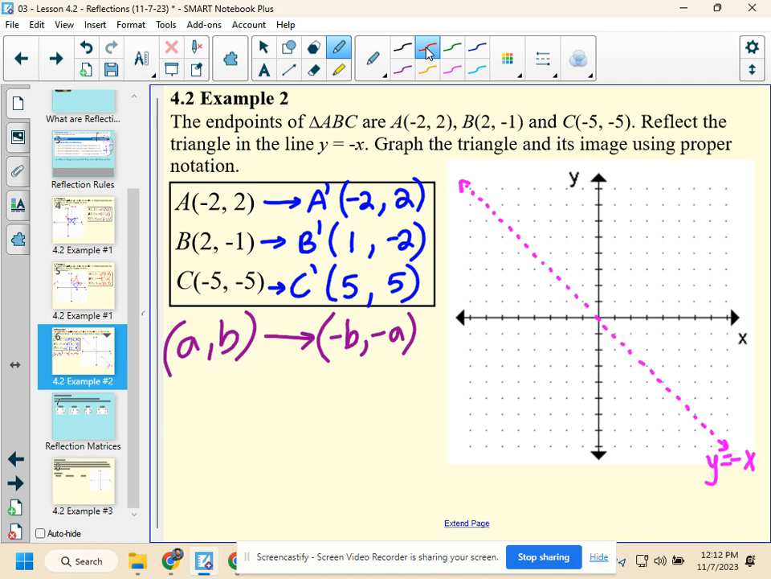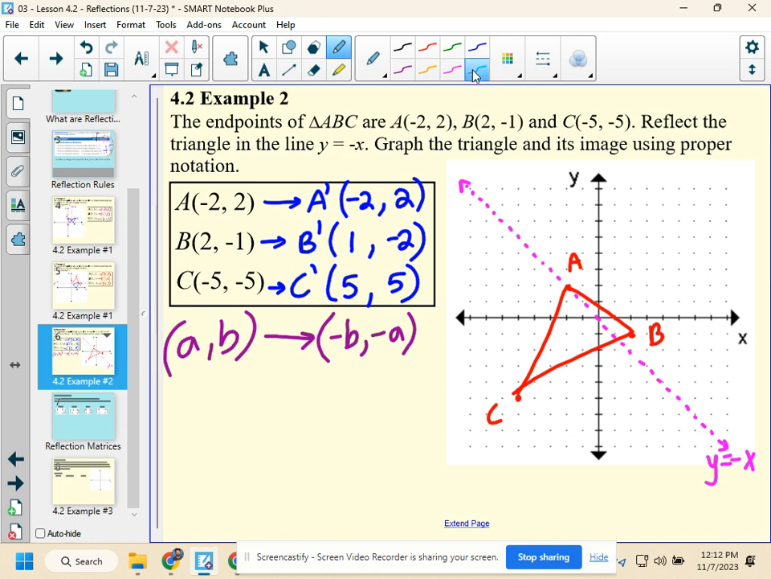Where's -2, 2? There's my A. B is going to be, so I'm graphing the pre-image first, because I know those are the same points. Let's see, I've got 2, -1. There's B. And then C has the coordinates -5, -5, which is over here. We'll give it the old connect the dots treatment. Okay, wasn't my best connect the dots treatment, but it's all right.